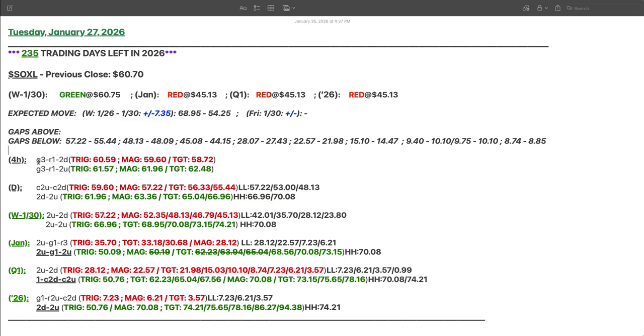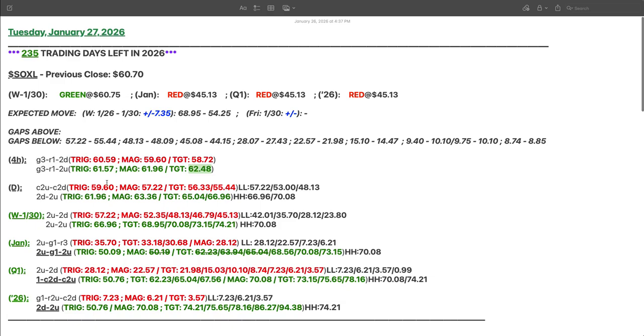We talked about on the 4-hour time chart, if we go to the downside with that first 4-hour candle, that will give us a 3-1-2 down continuation, triggering at 60.59 with a magnitude of 59.60. So again, about $1 worth of movement there, not too bad. And then we have, if we get past 59.60, an extended target of 58.72. To the upside, we would have a 3-1-2 up reversal, triggering at 61.57 with a magnitude of 61.96.